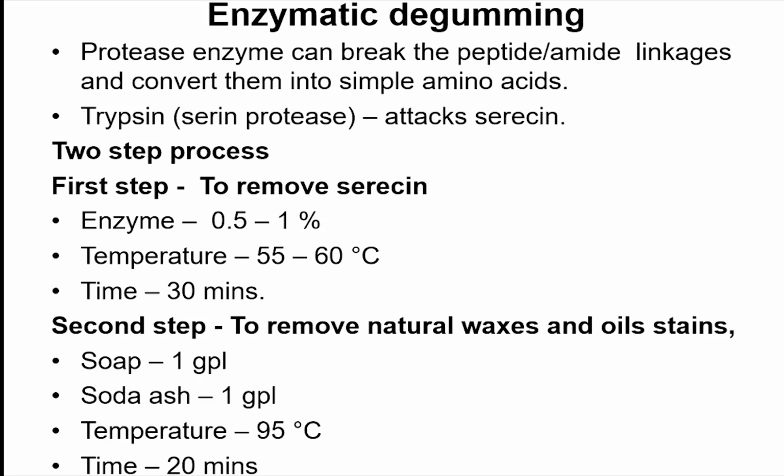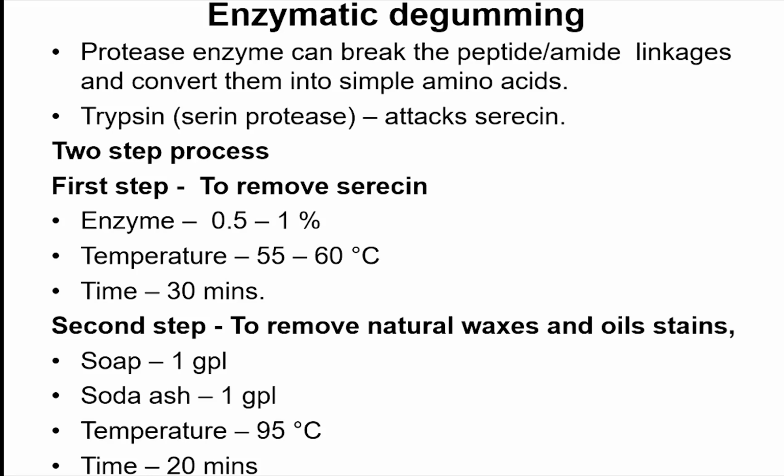Normally this involves a two-step process. One is hydrolyzation of sericin gum by using enzymes. After that, you have to remove the sericin gum by washing. So there are two steps: one is removing the sericin, and the second step is to remove the natural wax, oil, and stains. In this first step, enzymes 0.5 to 1 percent, temperature 55 to 60 degrees Celsius.